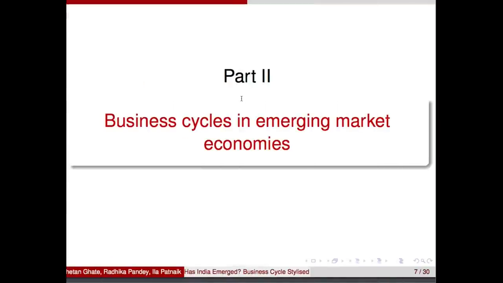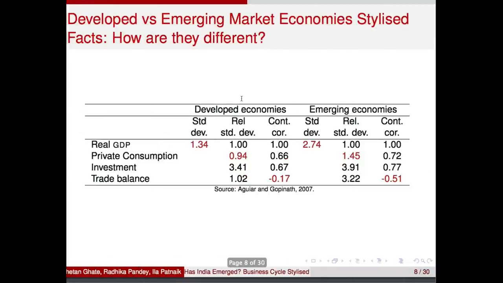Before we delve into the India study, we first present a brief overview of the literature in this field. This table is extracted from the classic work by Aguiar and Gopinath, and this table presents a comparison of the business cycle properties of developed and emerging economies. We find that there are some important differences in the business cycle features. First, the emerging economy's output volatility is high and much higher as compared to developed economies. In emerging economies, the volatility is 2.74 for output, while for developed economies, the volatility is 1.34.